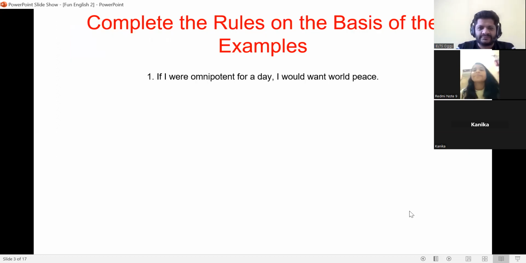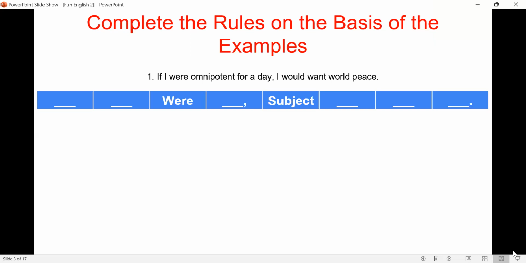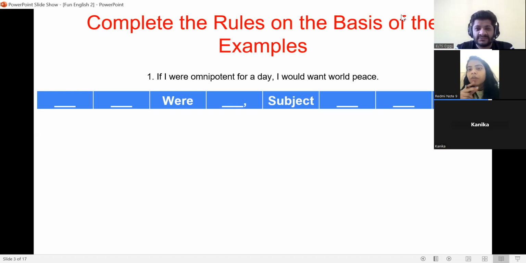Okay, so now you have seen the examples. So we will be making a rule as we did, I think, the last time also somehow. If I were omnipotent for a day, I would want world peace. Can you induce a rule from this example? If I have to make a rule for students based on this example, what would it be? First make it and then break it. Take your time. So if I'm not wrong, it's about when we wish for something, then we use this formula, this rule.